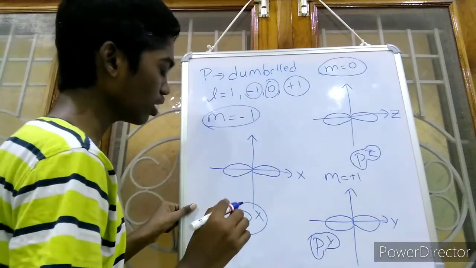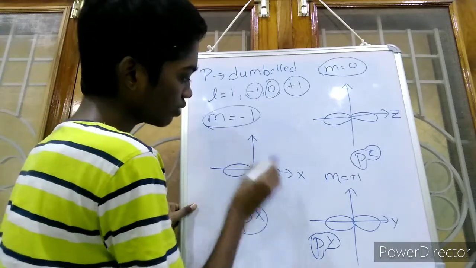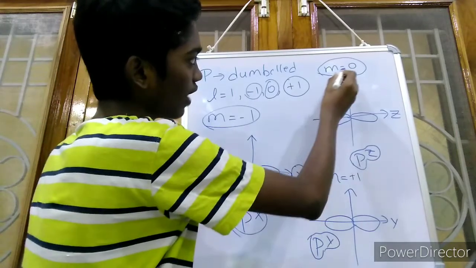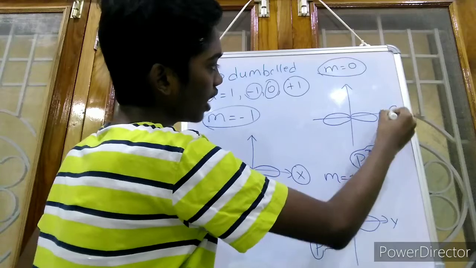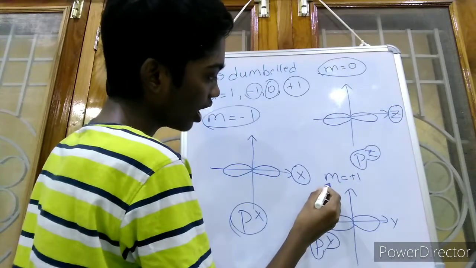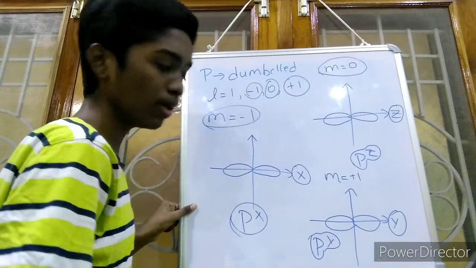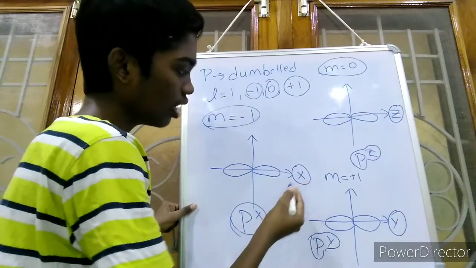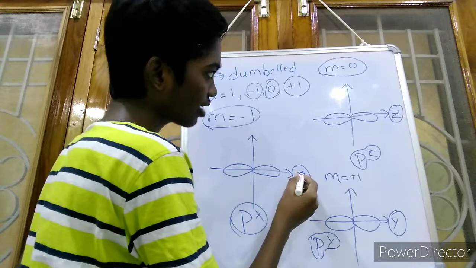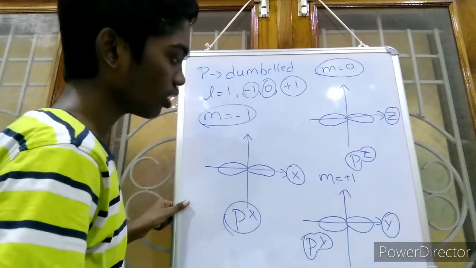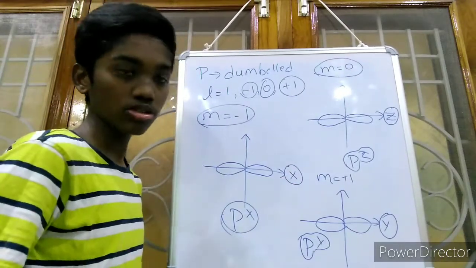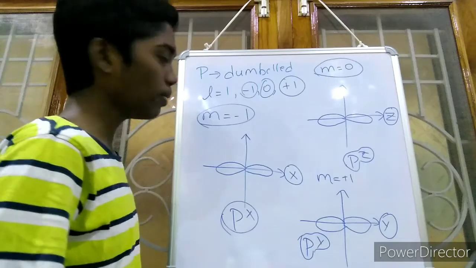So friends, if we observe carefully, for the value of -1 we have taken the x-axis, for the m value 0 we have taken the z-axis, and for the m value +1 we have taken the y-axis. So for different m values there will be different axes, and we need to remember these axes, then we can score good marks in the exams.